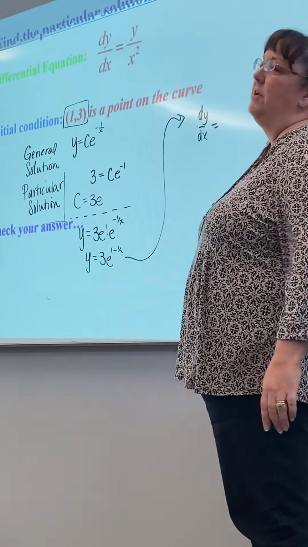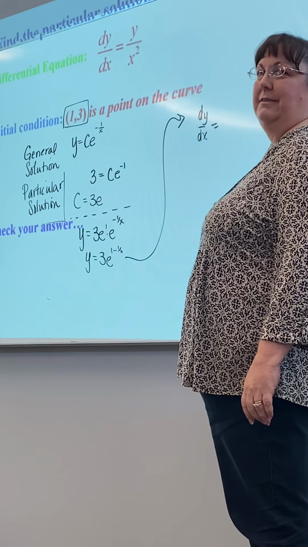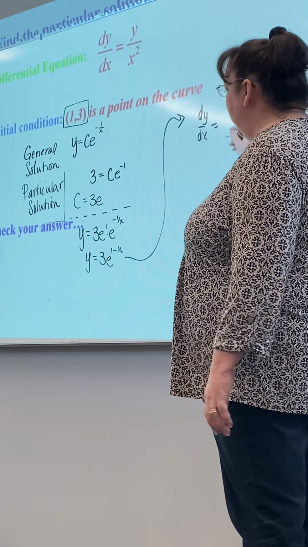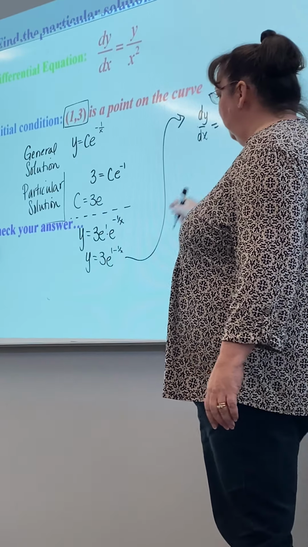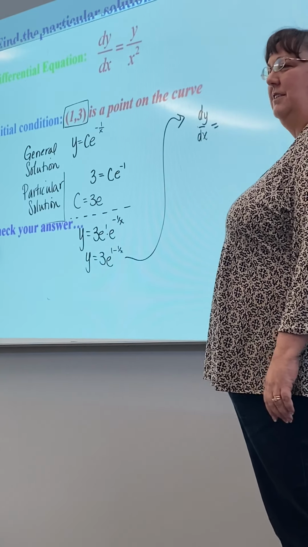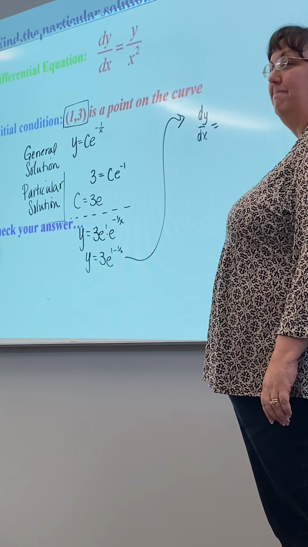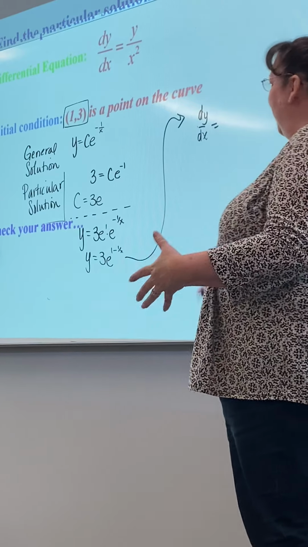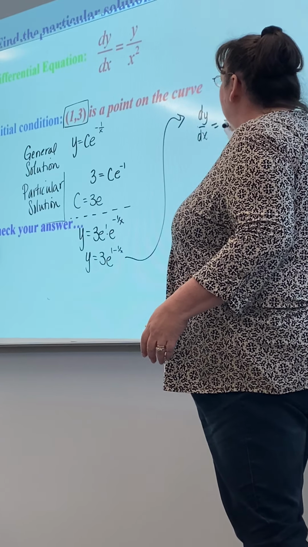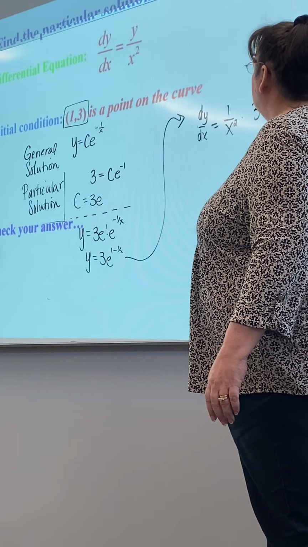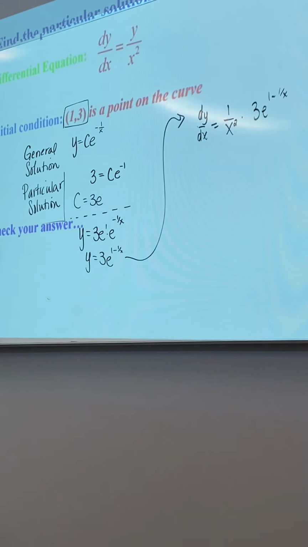How do I take the derivative of something with an e in it? Derivative of the exponent. What's the derivative of the exponent? Negative, so it's positive, actually. Positive 1 over x squared. Times 3e to the 1 minus 1 over x. It's the ln of e, so it doesn't matter. Okay? Well, how does that prove that?